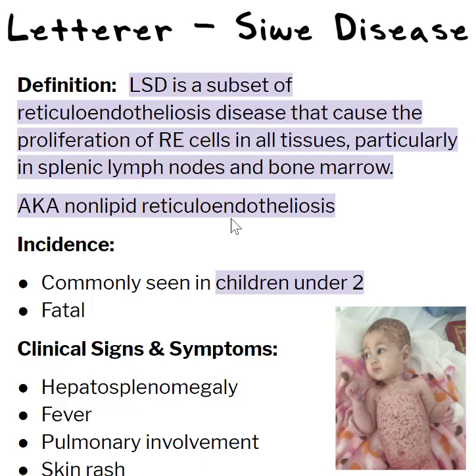It is typically going to be a fatal disease. When these children present, they are going to present with hepatosplenomegaly and a fever. They're probably going to have some sort of pulmonary involvement, and they will present with this very particular rash, kind of these red dots all over the skin.